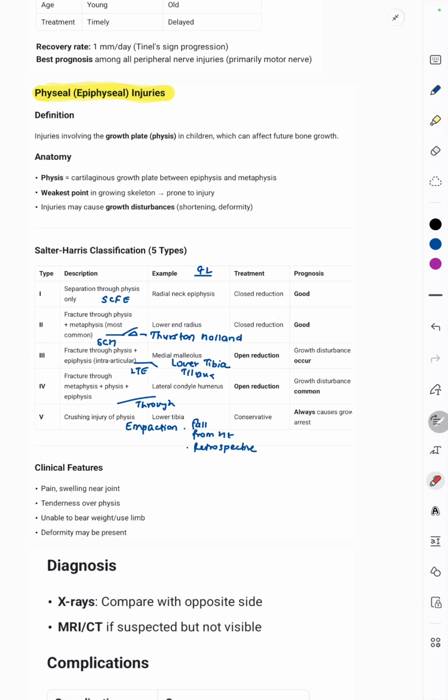Then type 3 is where the fracture goes through the physis and low towards the epiphysis, that is, physis and epiphysis involved. That involves a lower degree of fracture, Tillaux fracture, where open reduction is required. Then type 4 is a through and through fracture, where the physis, metaphysis and epiphysis all are involved. That involves a lateral condyle fracture of the humerus. Again, open reduction, internal fixation is required. And type 5 is the crushing injury. It is caused because of impaction, fall from height. That will lead to the germinal layer getting compressed, and this is a retrospective diagnosis where there is limb shortening in that particular limb.